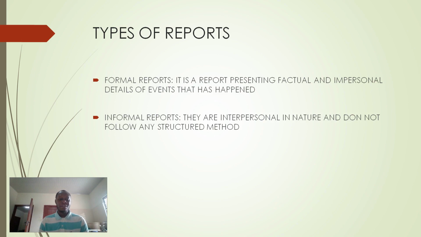So the next question is, what are the types of a report? Basically, we have two types of reports. We have the formal reports and the informal reports. A formal report can be said to be any report written for an authoritative person or purposes. That is, a formal report involves presenting of factual and impersonal details of events that have occurred.